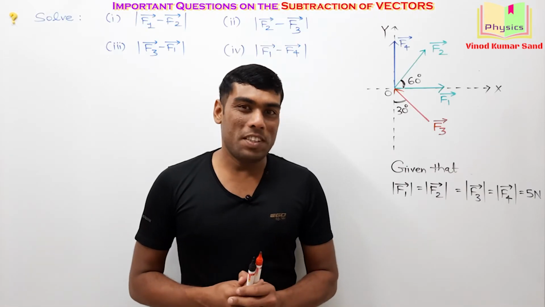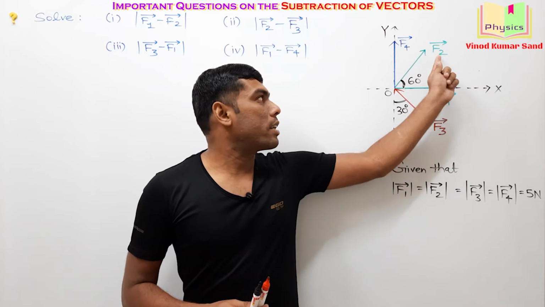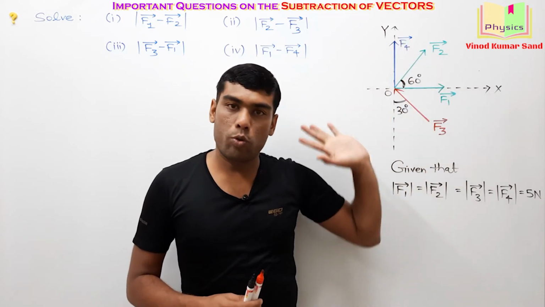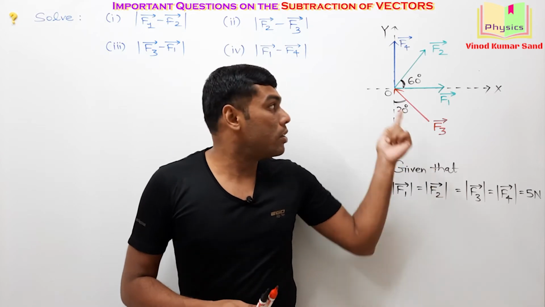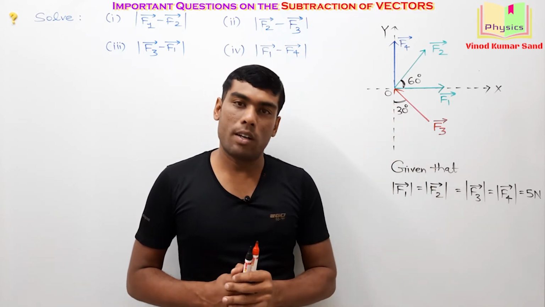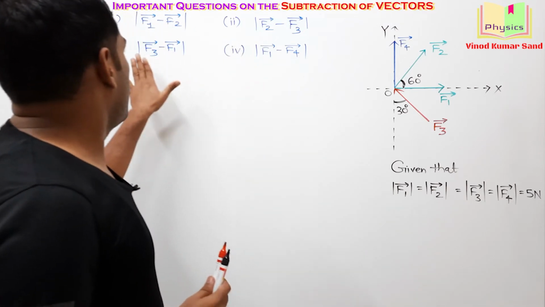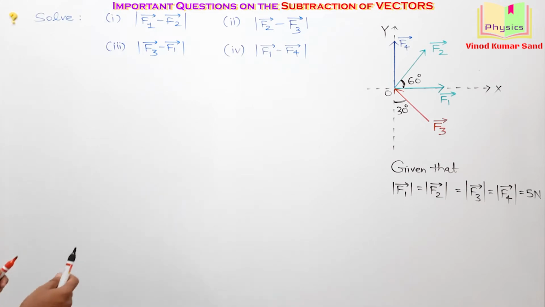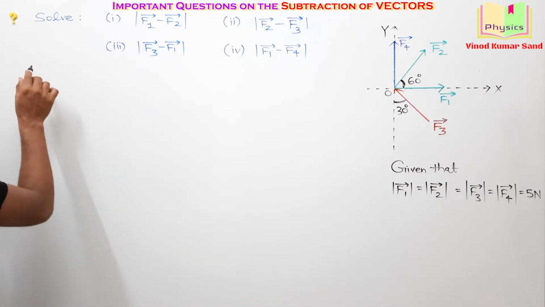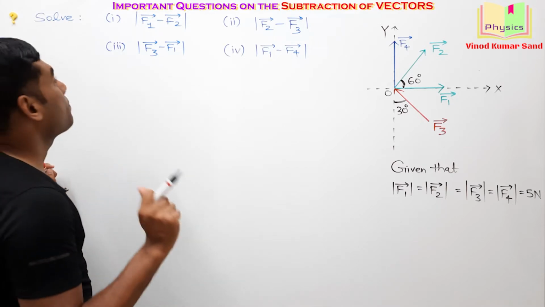Here is the question. We have four forces, namely F1 vector, F2 vector, F3 vector and F4 vector, and they all have the same magnitude, and the directions are as shown on the board. Now we need to solve these four parts. It's a simple thing. Let's start the solution. I am solving this, and then I'll give you a few questions for your homework.